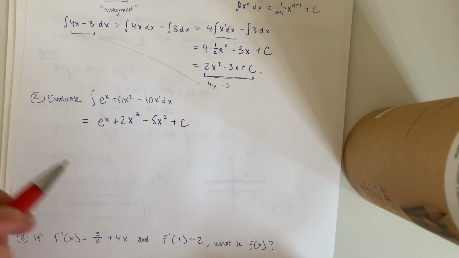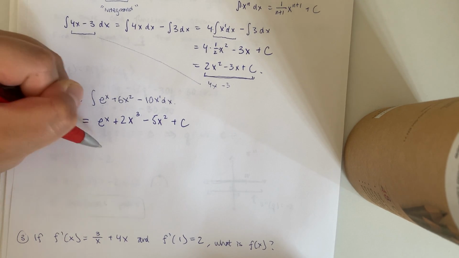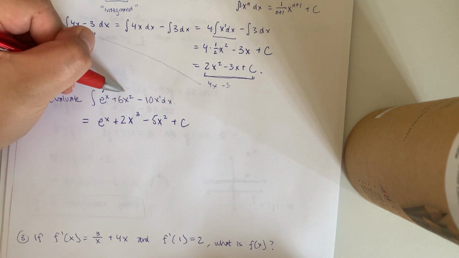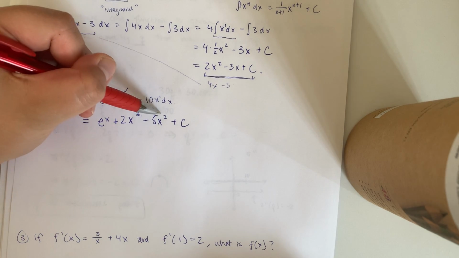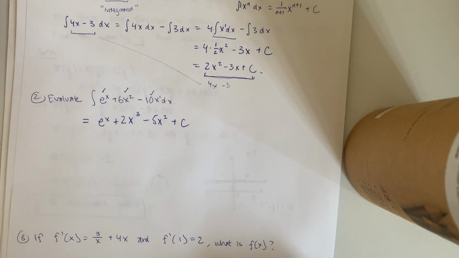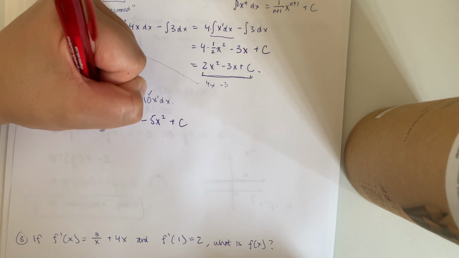Let's check by differentiating. The derivative of e to the x is e to the x, so that's good. The derivative of 2x cubed is 6x squared, and the derivative of 5x squared is 10x. And the derivative of c is 0. So this is the correct answer.